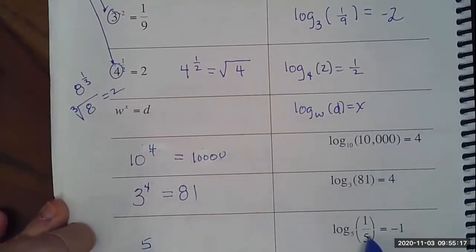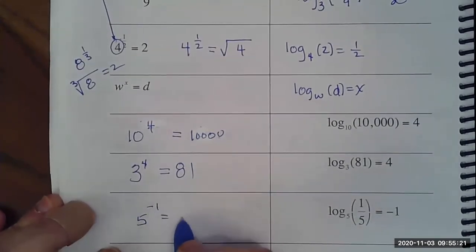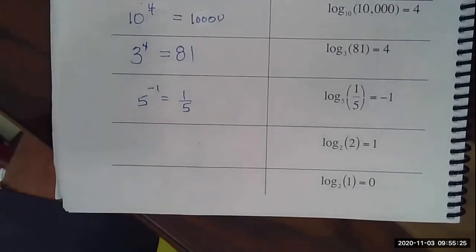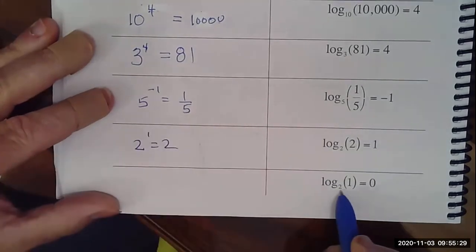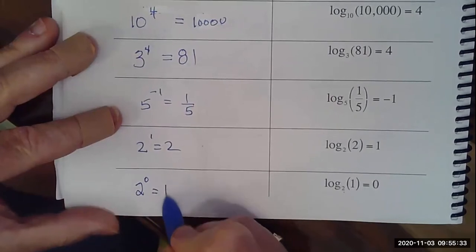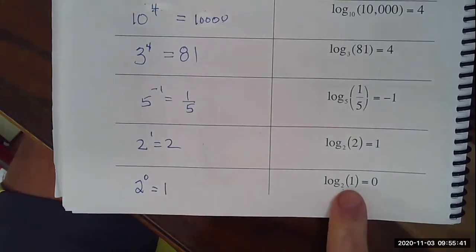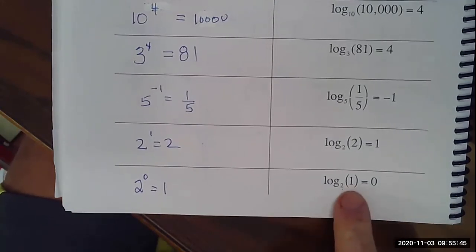5 to the negative 1 is equal to 1/5. 2 to the 1st is equal to 2. 2 to the 0 is equal to 1. When x is 1, y is 0. That's what it's saying. When x is 1, y is 0.